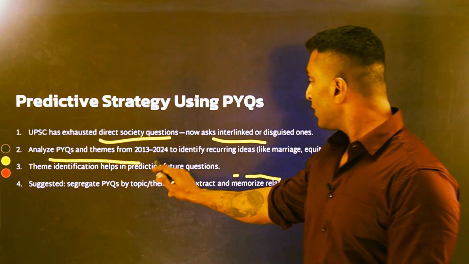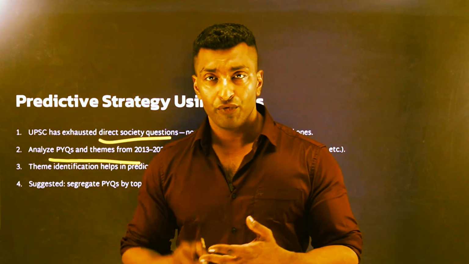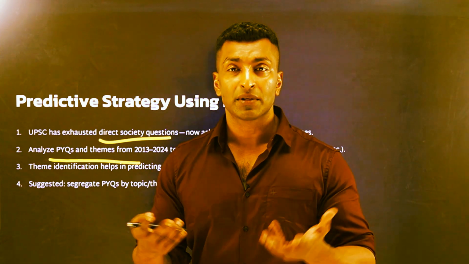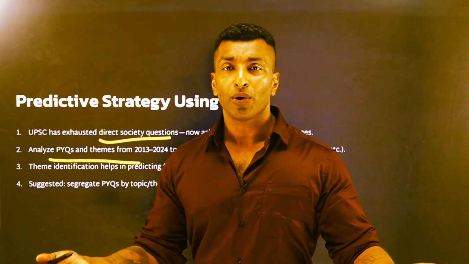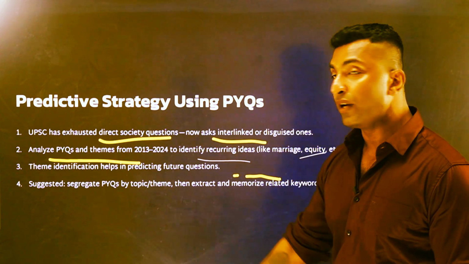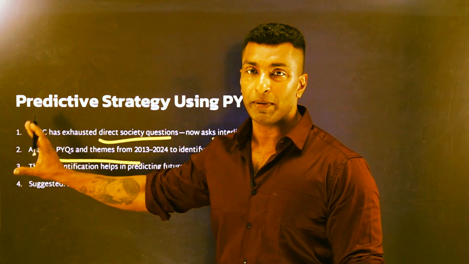So from 2013 to 2024, you identify the recurring ideas like marriage, women, religion, secularism, fundamentalism, communalism concepts, problem of age, problem of widow, problem of women. So all, tribes and all these topics are something which you can cover. Equality, equity, all those dimensions. All these are key themes which you have to prepare very well.